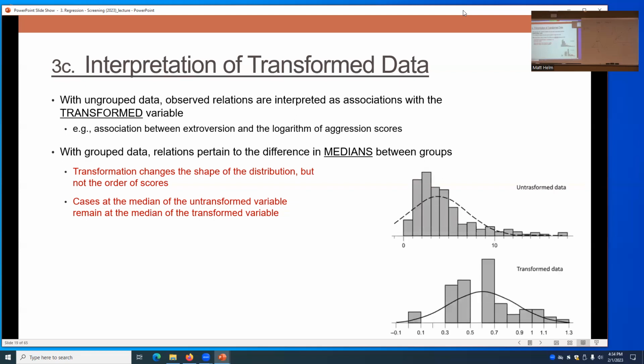So if I take a look at here's my untransformed data, I've got pretty severe skew here, right? I transform my data, it reshuffles these and gives me something that's a nicer distribution to work with. But the median value of this distribution is going to be equal to the median value of this distribution here. The order doesn't change, it just changes the shape.